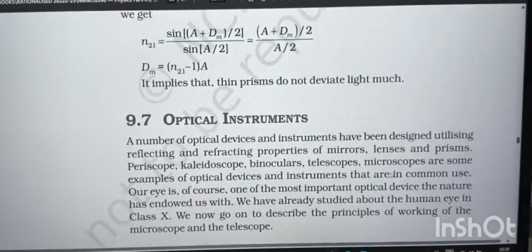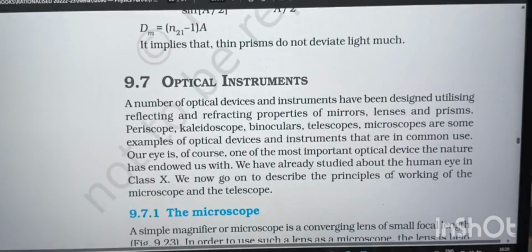Now let us look through optical instruments. As we have said, whatever all the things we have learned, the reflection, the refraction, lenses, mirrors, everything combined together, we have designed various instruments, periscope, binoculars, telescopes, microscopes, everything we have been using. The most natural one that we have is our own eye, and we already know how that works, how it is forming image on retina, what kind of lens, how converging is happening, everything we studied in 10th grade. So let us now in detail study about microscope and telescope.